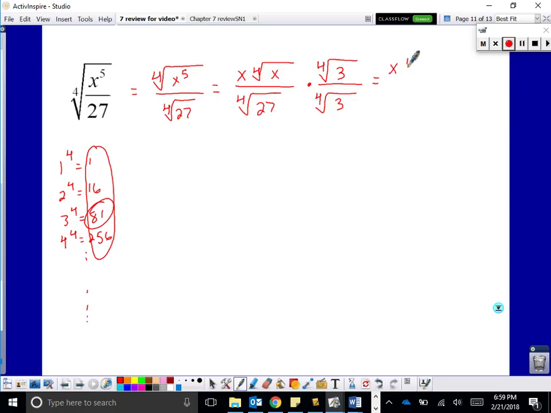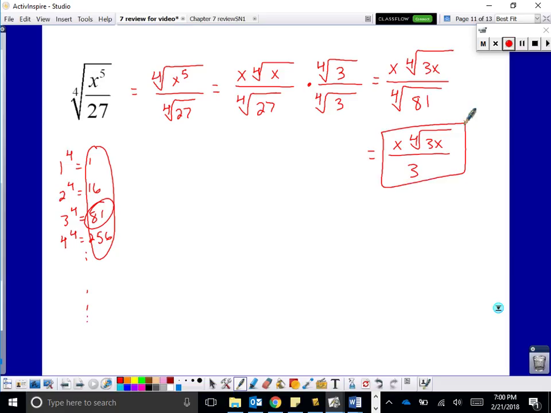Multiplying then gives me x times the 4th root of, this will be 3x, over the 4th root of 27 times 3 is 81, which is a good thing because I want to get rid of that radical. So the top, nothing I can do there. I divide then the 4th root of 81. This is what we wanted. The 4th root of 81 is 3. So we are then done.